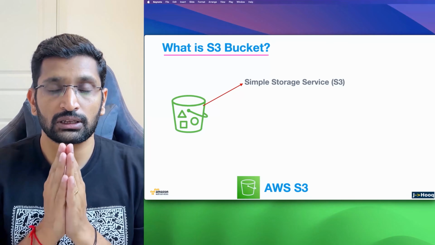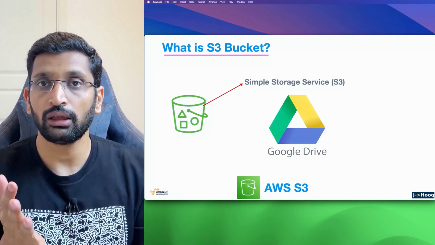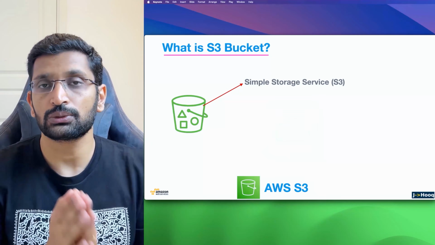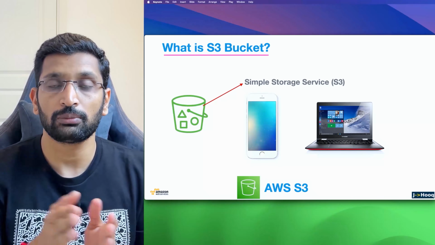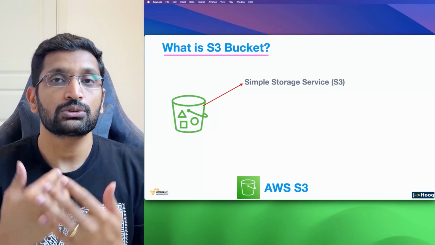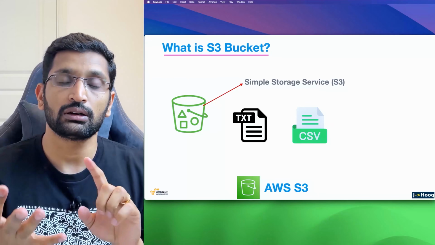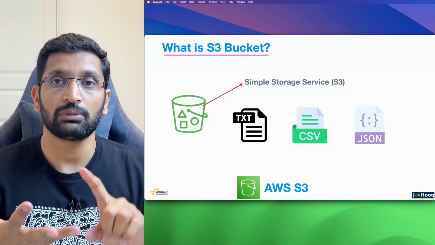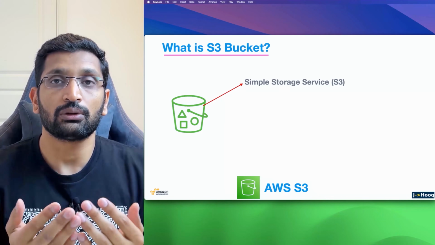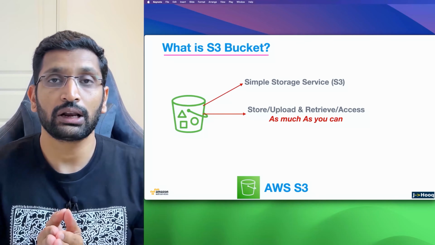If I compare this storage service from AWS with a normal storage service, which can be your Google Drive, Dropbox, or iCloud storage, where you can store your photos and videos directly from your mobile, laptop or iPad to those cloud storages. But when you are working with AWS and you want to store data associated with your application, which can be a text file, a CSV file, a JSON file, a video, or any kind of file, you can store it onto this S3 bucket when you're trying to run your applications. The philosophy behind the S3 bucket from AWS is store and retrieve as much as you can.